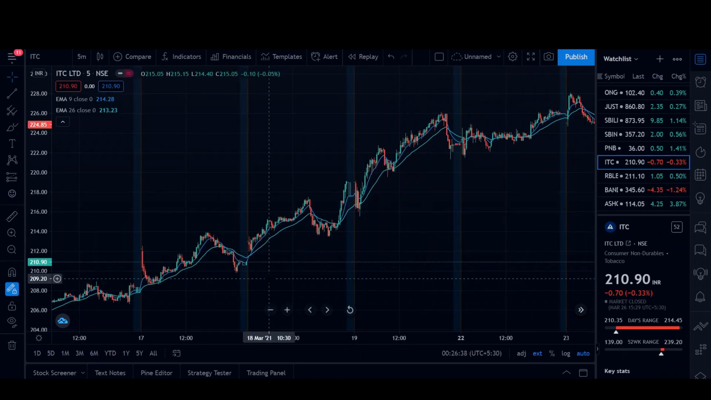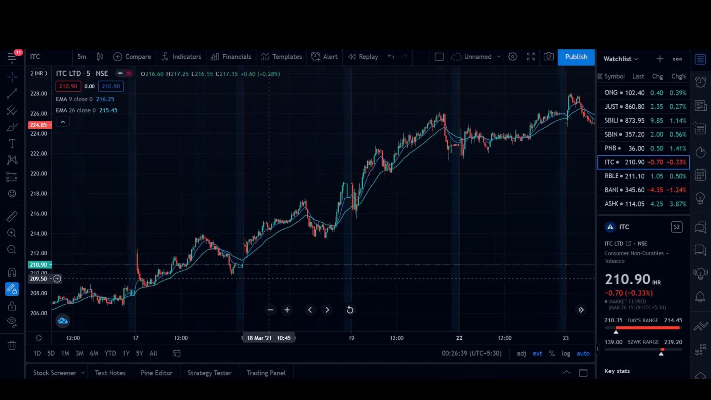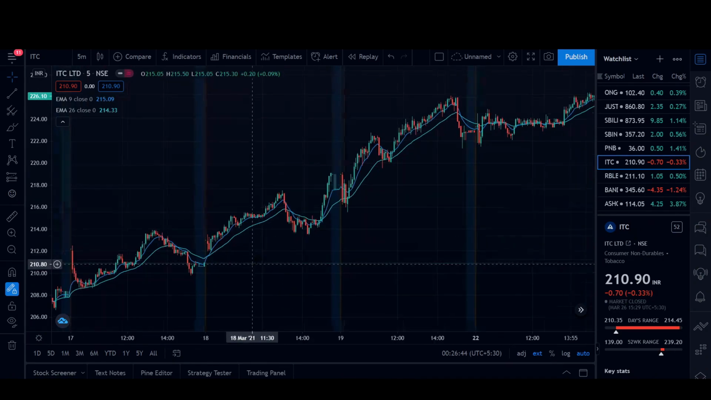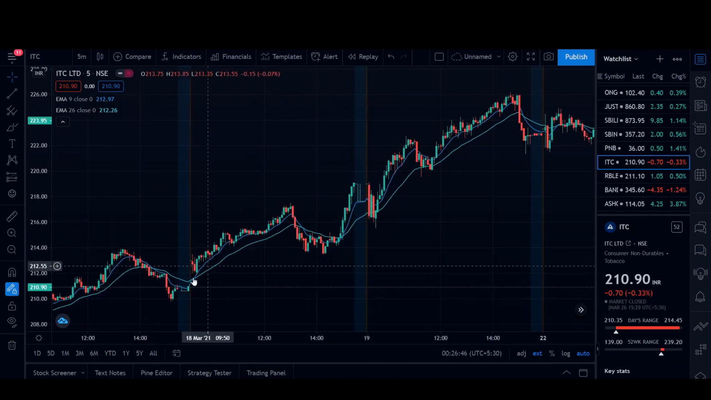Okay, so another buy signal here. Look, the 9 EMA acting as a support, right here. A buy signal generated here at 9:20 a.m. The 26 EMA got cut from underneath it. Buy signal, big bullish uptrend.